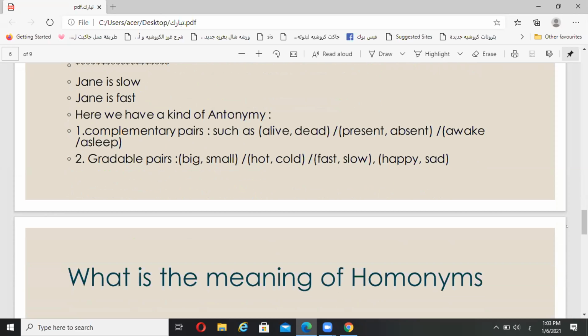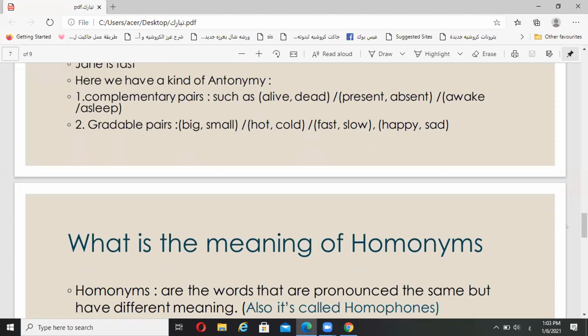Here we have kinds of antonymy. The first one is the complementary pair. The second one is the gradable pair. Complementary pairs are such as alive and dead. When we say alive, it means not dead. When we say dead, it means not alive. So it is complementary: alive or dead, present or absent, awake or asleep. Yes, they complement each other. You can't be alive and dead at the same time, so we get one of them.